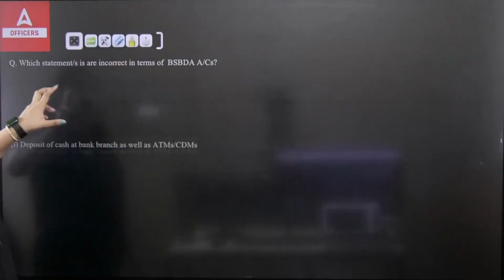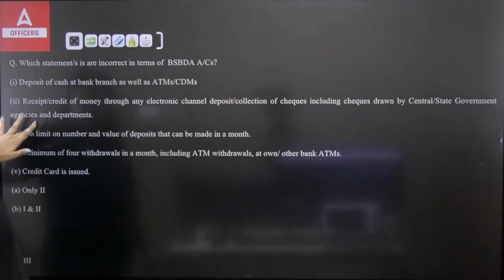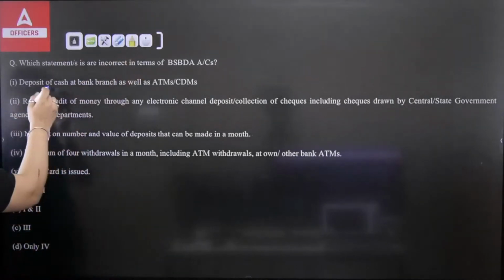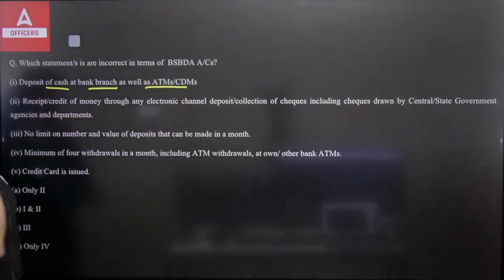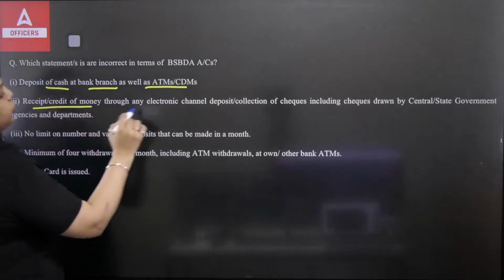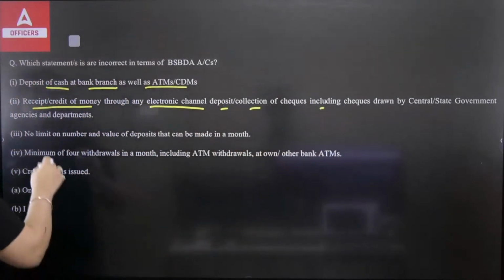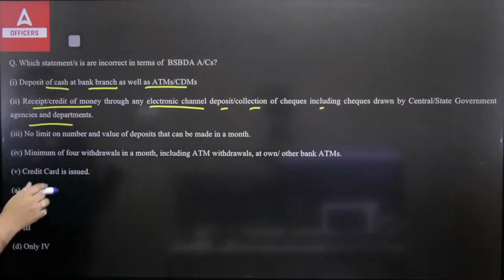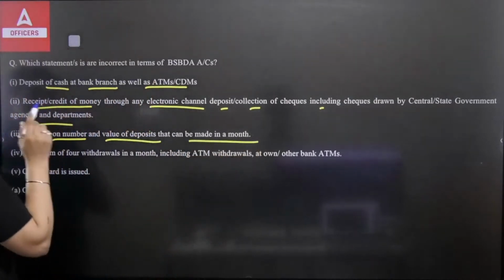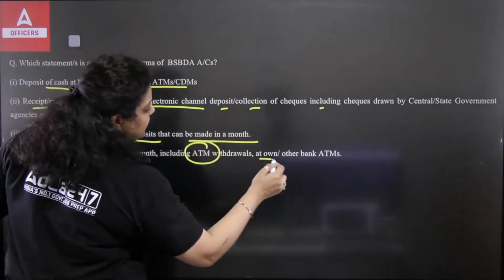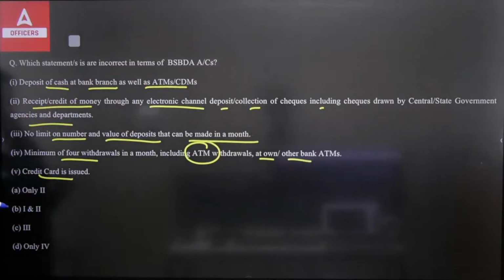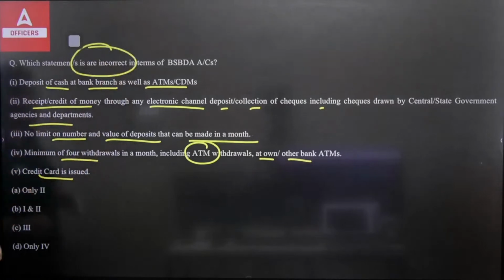Next question is talking about which statement is incorrect in terms of BSBD account. So what is BSBD? Basic Savings Bank Deposit Account. What are the statements which are incorrect about the BSBD? That was the question we have. And the first statement is saying deposit of cash at bank branch as well as ATM or cash deposit machine is allowed. Okay. Second, receives credit of money through any electronic channel, deposit or collection of checks, including checks drawn by the central or state government and central agencies and departments is allowed. Then no limit on number and value of deposits that can be made in a month. Minimum 4 withdrawals in a month, including the ATM withdrawals at own or other bank ATMs, and a credit card is issued. Out of these 5 statements, which statement is incorrect about the BSBD account?